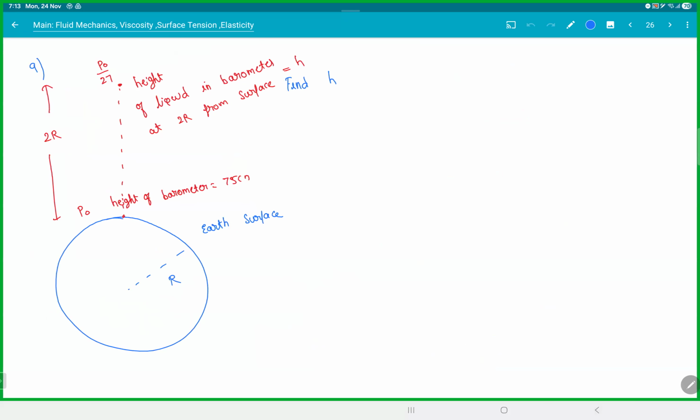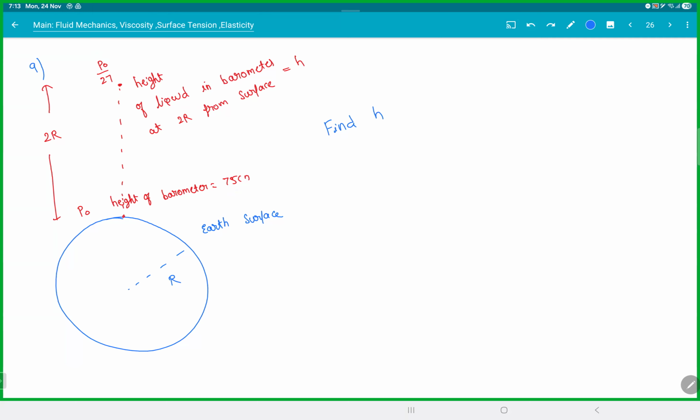What about this one? We have a barometer on the Earth's surface. It's showing you 75 centimeters. When you took it to height h, the pressure became P0 by 27, and the height of the barometer is h at 2R. Find h. So on the Earth's surface, the pressure is P0. The height is 75. When you took it to a height of 2R, the pressure became P0 by 27. So find the height of the liquid in the barometer at 2R from the surface. Gravitation, fluid mechanics.